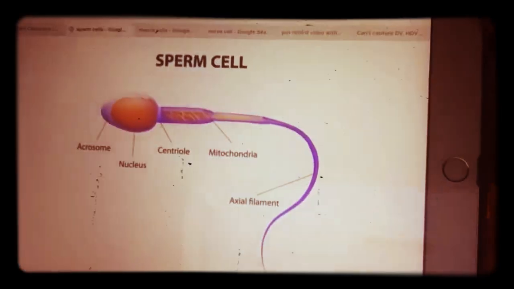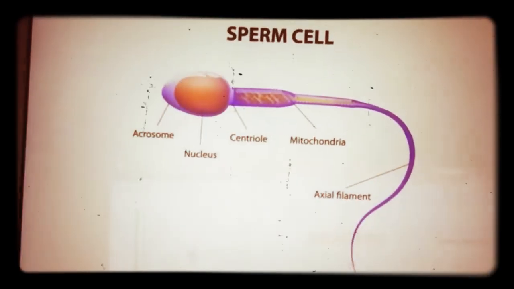So we're going to look at some examples now, and I've got some pictures for you. I'll just get them up. We're going to look at three specialised cells today. The first one is the sperm cell. Hopefully, can you see that? Yes, you can see that.